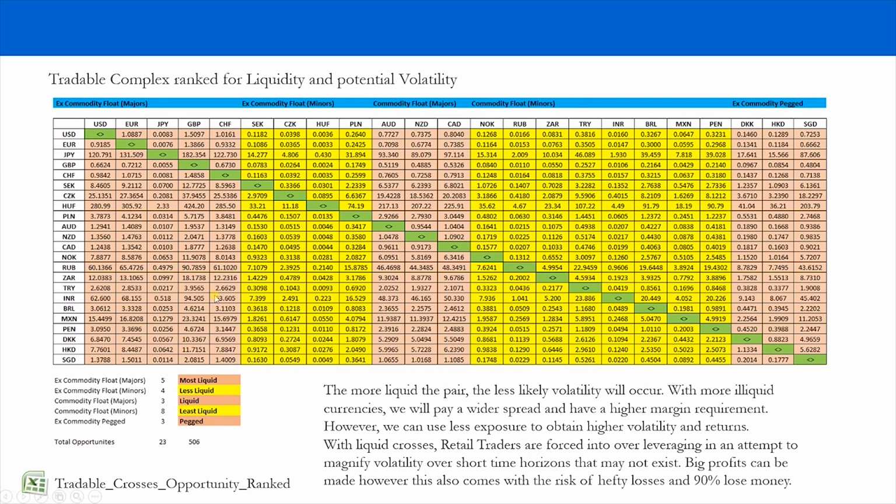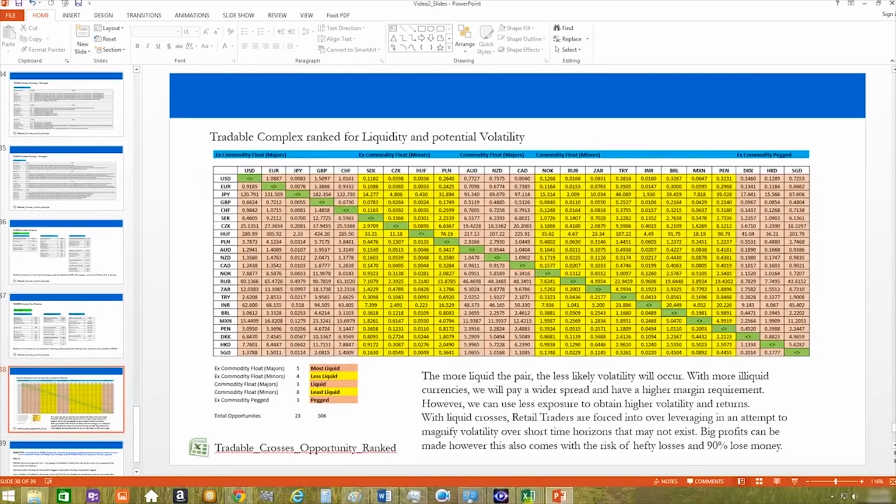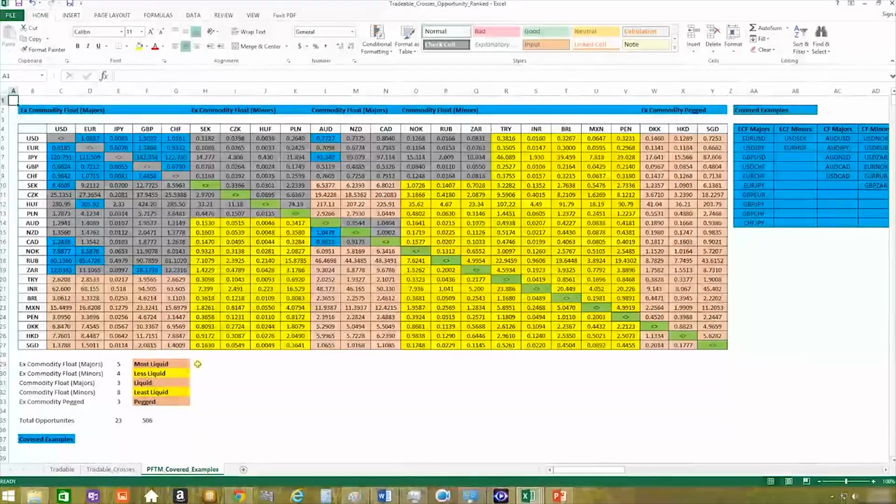But essentially, we've got a maximum opportunity set now of 506 currency pairs across this entire spectrum here. You're going to find this sheet over here, and this is the Tradable Crosses Opportunity Ranked Excel spreadsheet. We'll be looking at this later as well, when we look at the examples that we're going to use in further video modules.